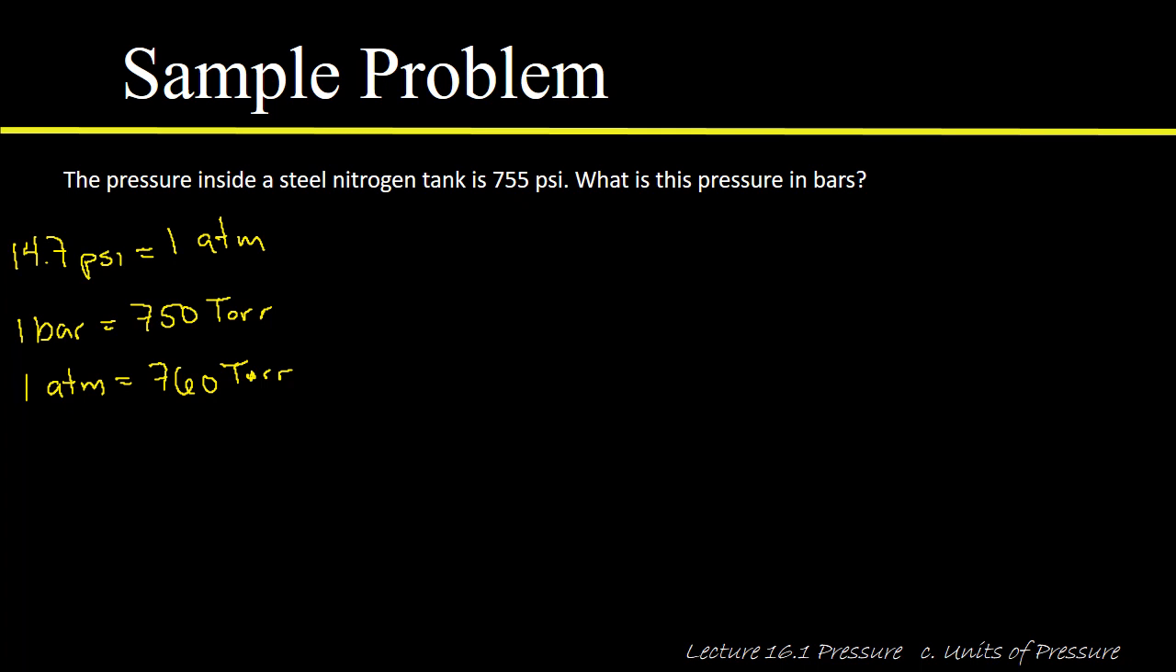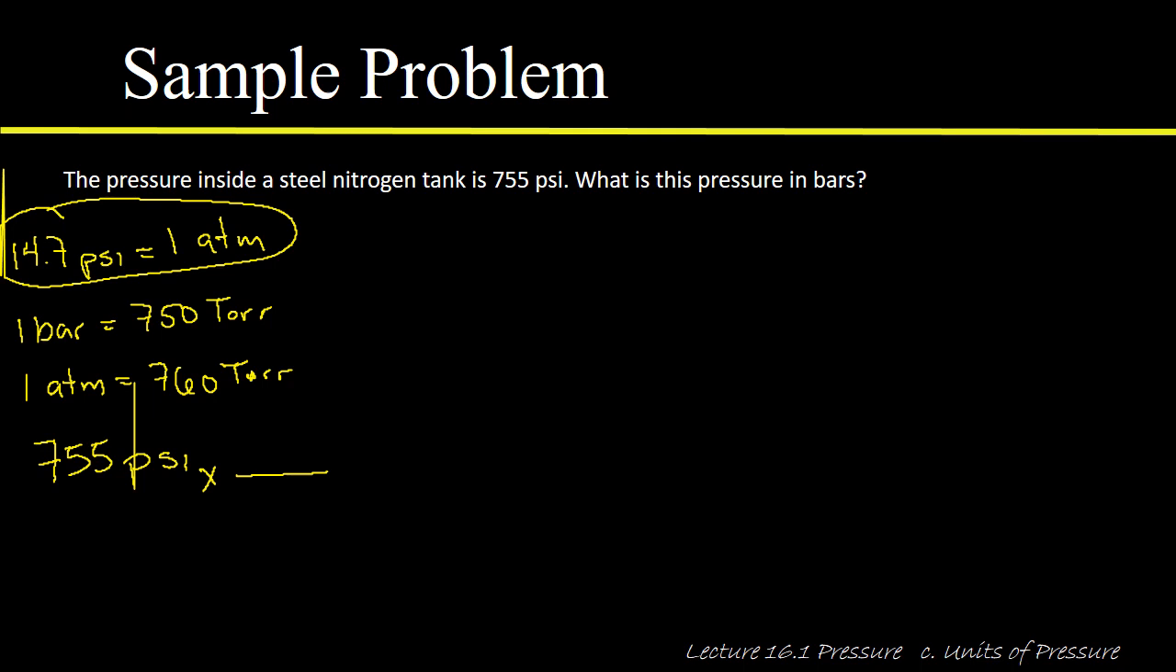Okay, so let's write this out. We'll put in all of these conversion factors. We've got 755 psi. We use this first conversion factor up here. We want the psi to cancel, so we'll put psi on the bottom: 14.7 psi, and 1 atmosphere on the top. Okay, that will allow us to convert from psi to atmosphere.